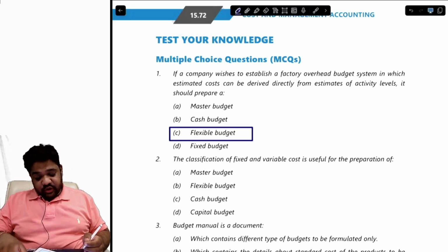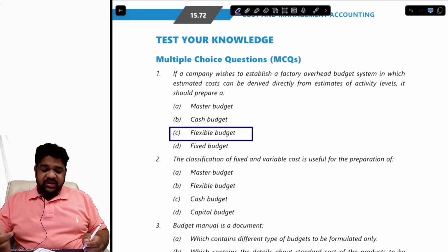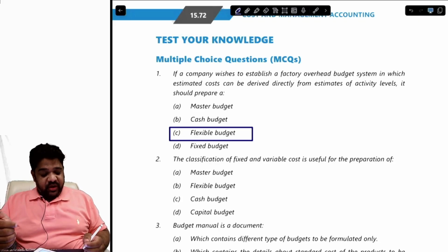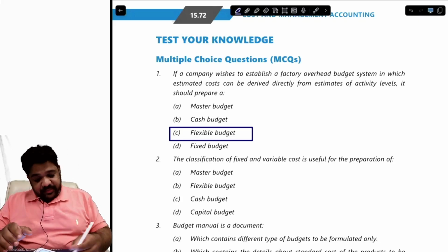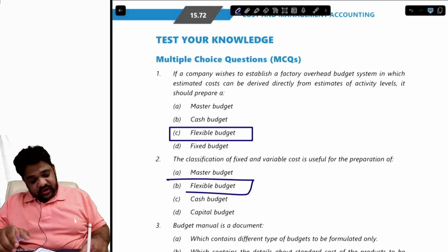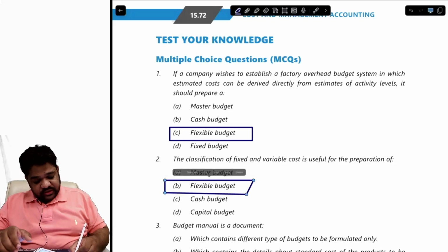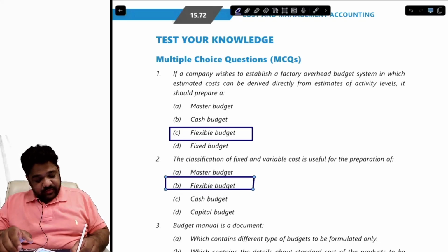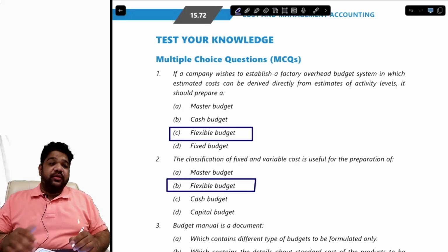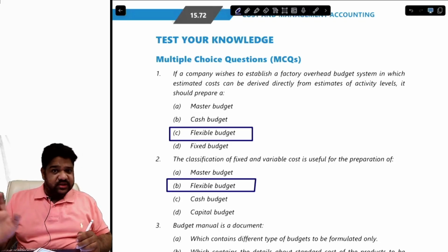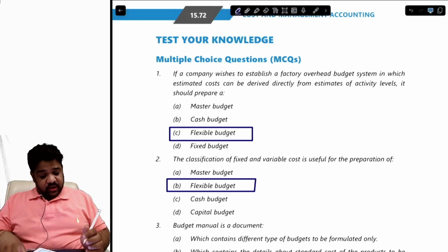The classification of fixed and variable costs is useful for preparation of master budget? Doesn't matter. Flexible budget, yes, does matter. Because the idea of flexible budget is based on this, that the fixed costs do not change and the variable cost changes with the level of activities.